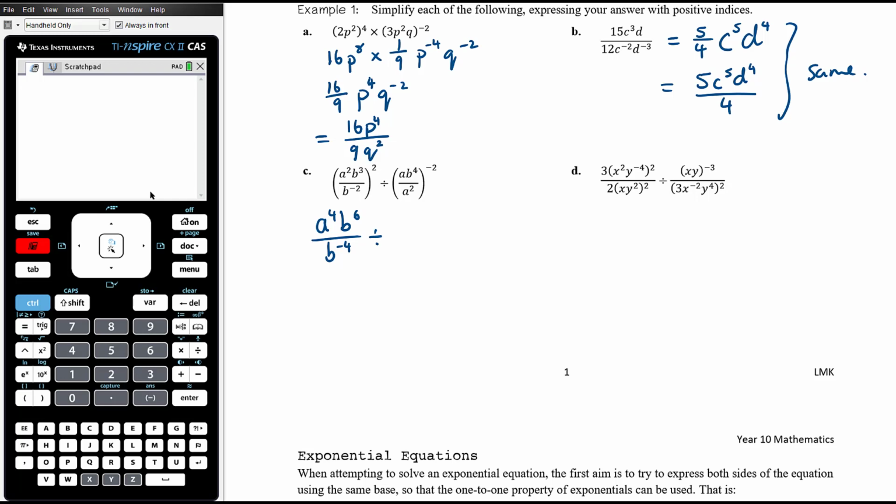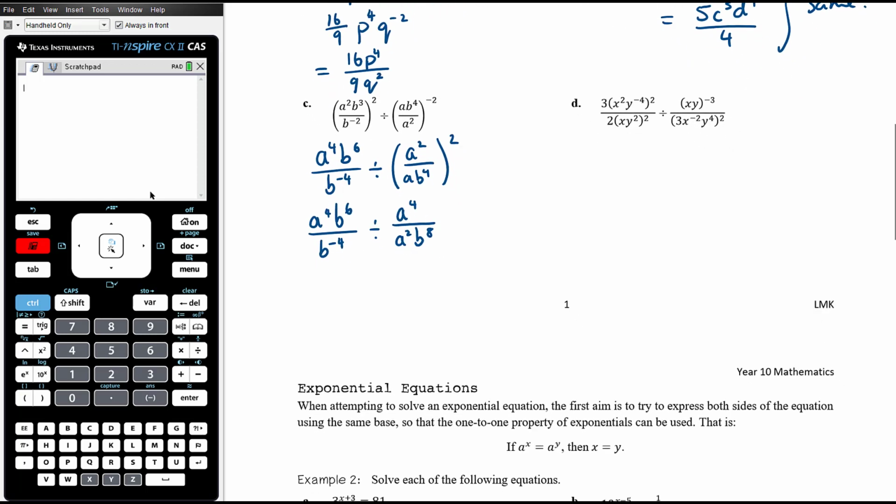We're dividing. Let's expand out these second brackets, so that's going to be a to the negative 2. Well, in fact, rather than expand them out, I might take the reciprocal first, to the power of positive 2. Okay, so it's going to be a to the 4, b to the 6 over b to the negative 4, divided by a to the power of 4 over a squared b to the power of 8. Now let's worry about the division. So we've got a to the power of 4, in fact, sorry, I probably should have done this simplification at this point. It's up to you. I'm going to leave it actually.